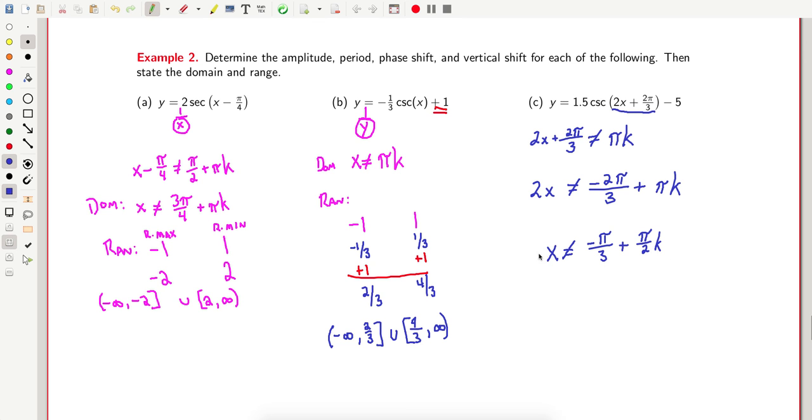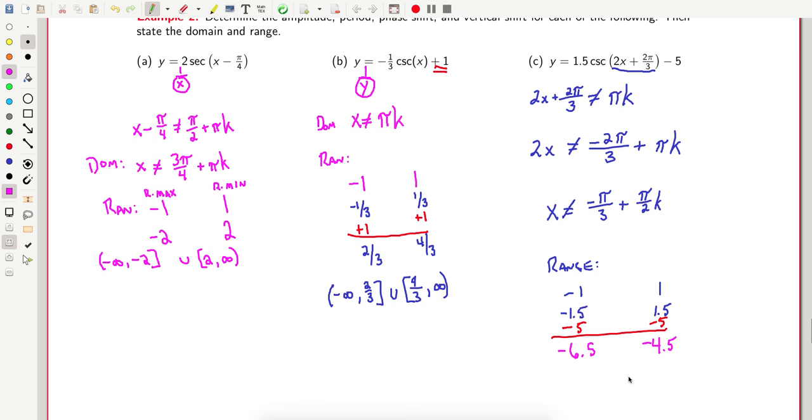For our range, we start with, yes, this is our range. Sorry for the penmanship. We start with -1 and 1. Less than or equal to -1, greater than or equal to +1. This 1.5 that we're multiplying is going to make it -1.5 and +1.5. And then this -5 means we're going to take and subtract 5 from each of those results. So -1.5 minus 5 and +1.5 minus 5. And when we do that, we end up with -1.5 minus 5 is -6.5. 1.5 minus 5 is -4.5.